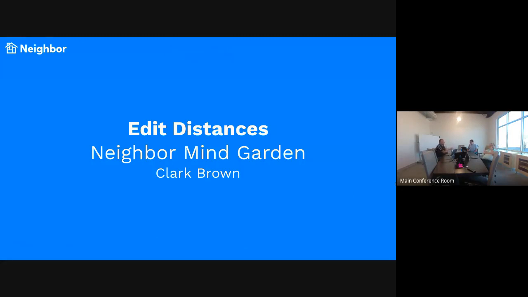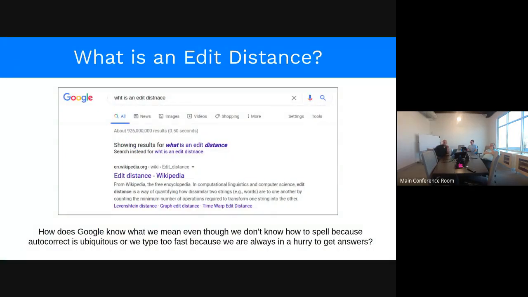Okay. So let's get into edit distances. So what is an edit distance? This is my Google search earlier. It's like, how does Google know what we mean, even though half the time we don't know the spelling? So this is a common problem in the field of information retrieval, where you're trying to retrieve specific information from a database, but either the information in the database is spelled incorrectly for text, or maybe the information you're using to search is spelled incorrectly or mistyped or misentered or whatever it may be.